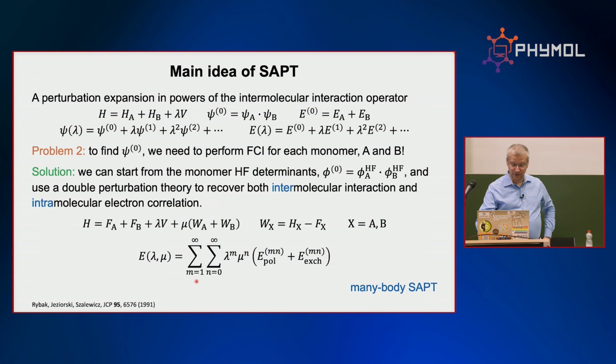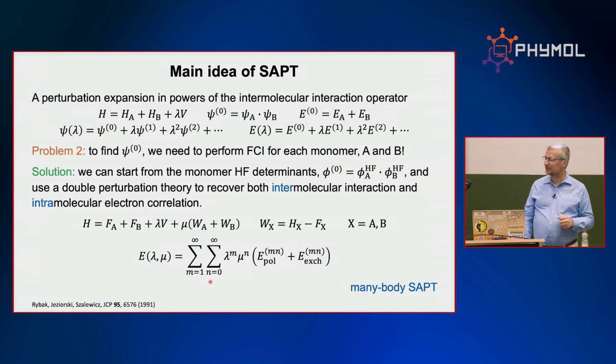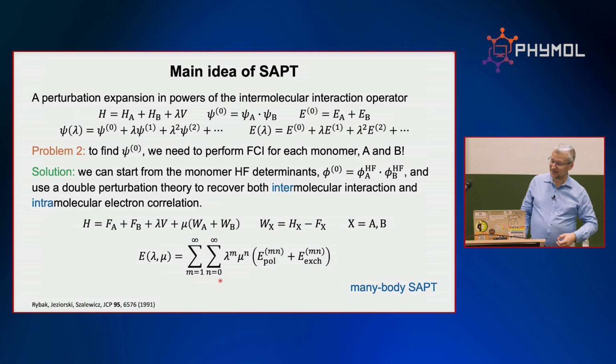And please note the range of summations. So the corrections for the intermolecular interaction start from the first order. We're not interested in the non-interacting part. That's not the interaction energy. But the index that shows the order in intramolecular correlation starts with 0, because we want to have the non-correlated effects of the interaction plus some higher ones.